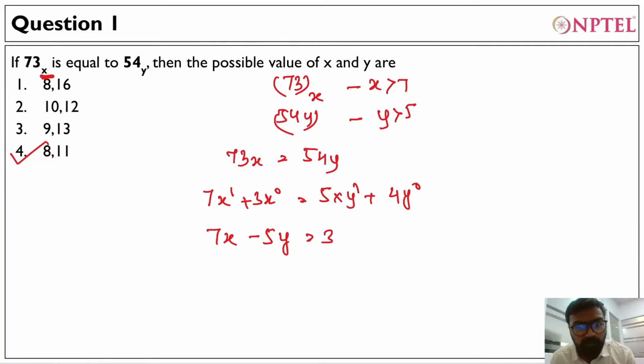Sir, now 4 minus 3, in place of 3 there will be 1. Yes, sir, 1. The answer is 1. So 7x minus 5y equals 1.